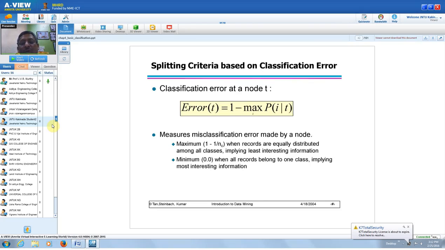Now how do you consider the classification error? Classification error is used as 1 minus the maximum of P(i|t).